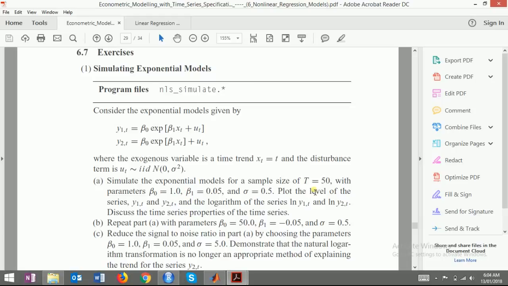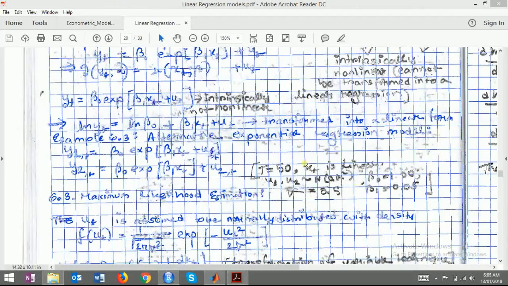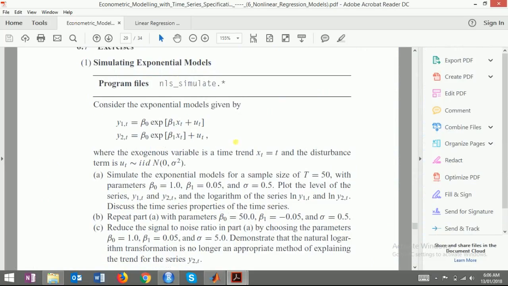What I'm trying to do right now is find the problem, so just bear with me a second. This is the problem that we were just discussing: beta naught, beta 1, xt, ut. I mentioned earlier that this information was given, so that's what we are doing now.